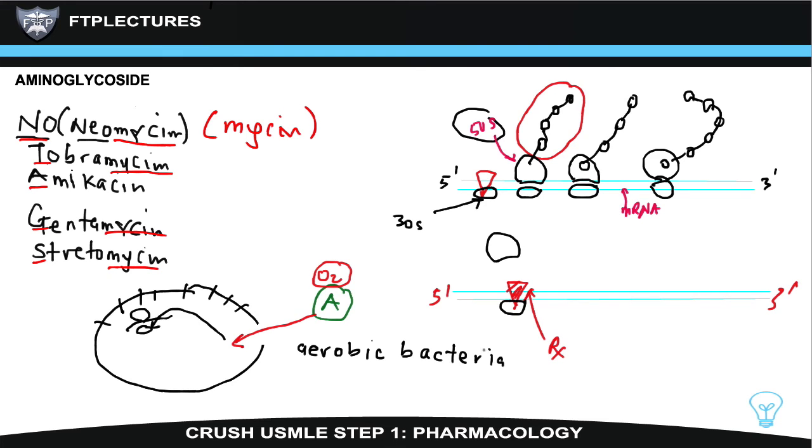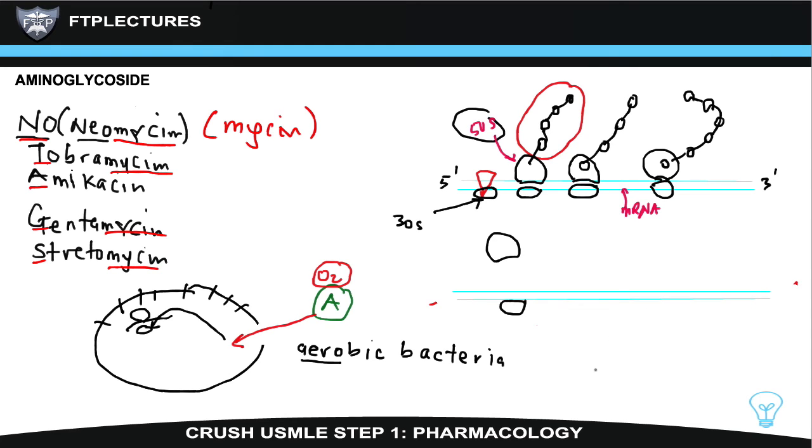Huh, wait a minute. Only aerobic bacteria? Well, look at the word: aerobic means they need air to breathe. That's a very, very important point because the bacteria that we're going to be killing with these drugs are gram-negative organisms. So let's find out which ones we're actually going to be killing.